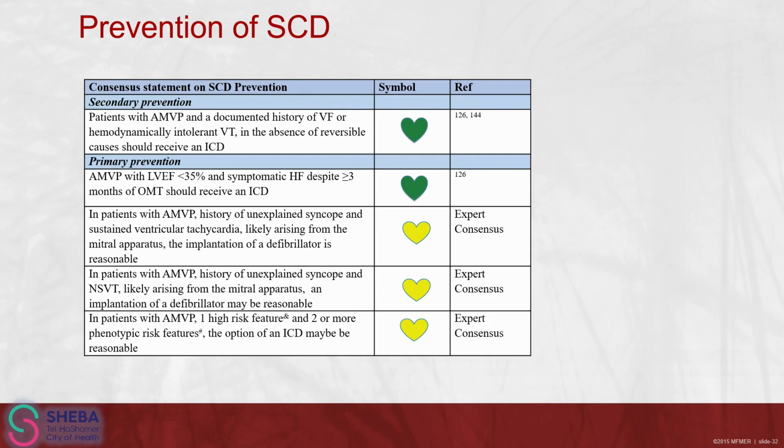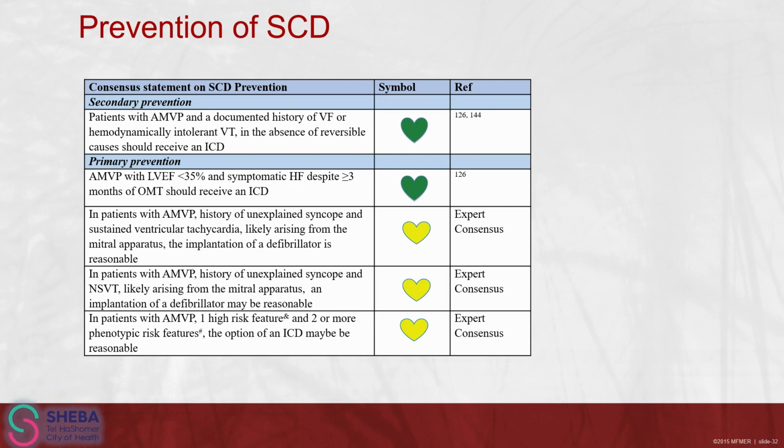Who should get an ICD? That's the billion-dollar question. So obviously, if we consider arrhythmic mitral valve prolapse as a structural heart disease, and I think that is the right approach, these patients should comply with the general guidelines for sudden cardiac death prevention for both secondary and primary prevention.